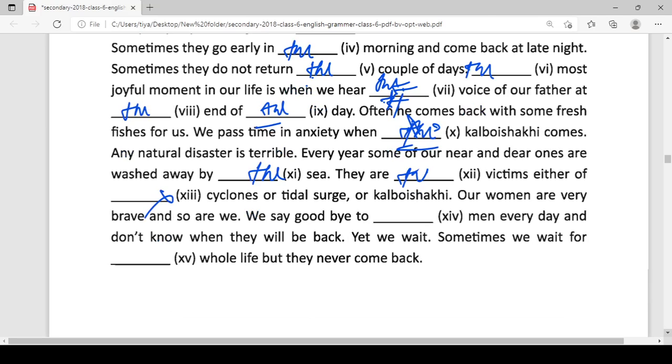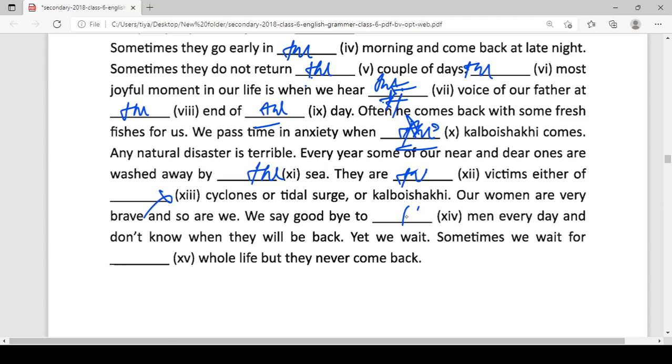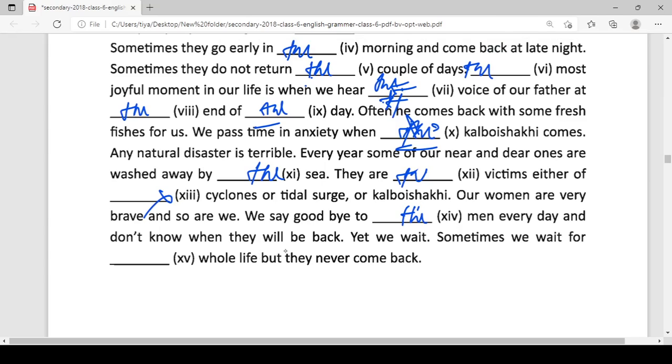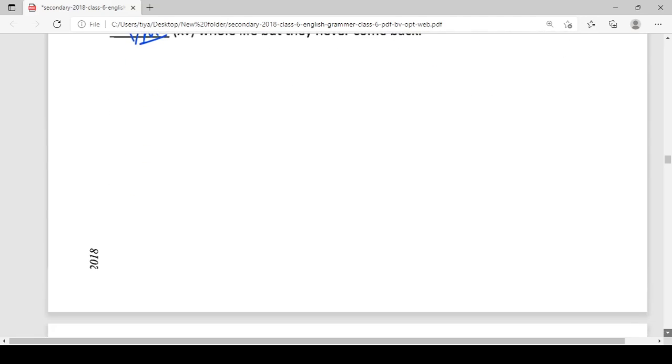Our women are very brave and so are we. We say goodbye to the men every day and don't know when they will be back. Yet we wait, sometimes we wait for the whole life. This is the life of the fisherman. This passage is explaining the life of the fisherman. So it is done. And now we have another exercise.